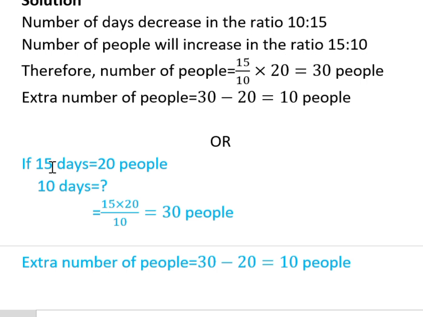So in that case, we shall take the larger of these two, which is 15, times this number here, which is on the right hand side, divided by the lesser of these two. So that is 15 times 20 divided by 10. That's what I've done here. You get 30 people. Then for you to get the extra number of people, you subtract as we have done previously, and you will still get 10 people.